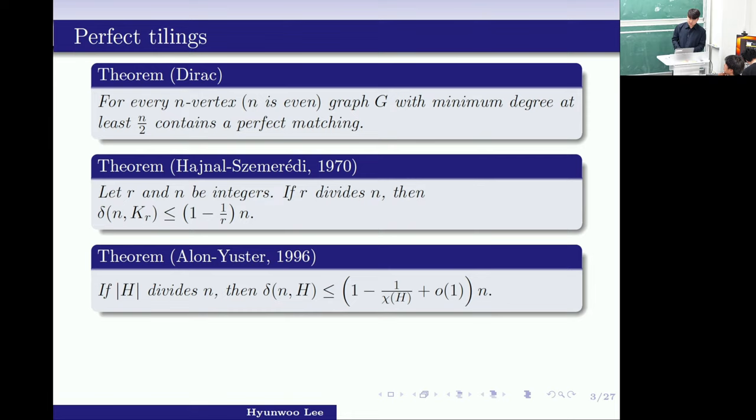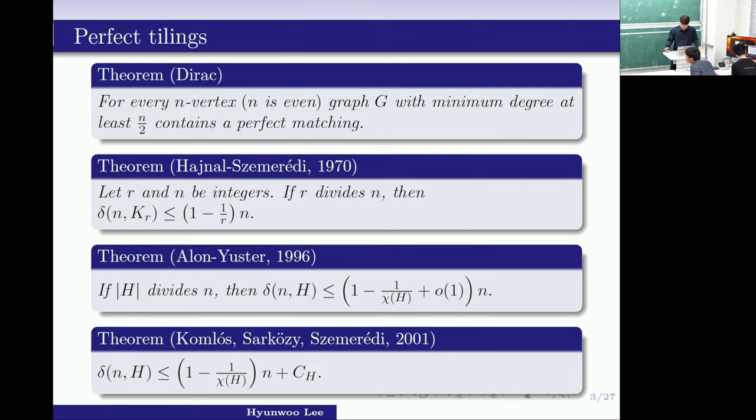Then Alon and Yuster further generalized the Hajnal-Szemerédi theorem to a general graph H. If the order of H divides n, then the minimum degree threshold is roughly bounded by (1 minus 1 over the chromatic number of H) times n. After Alon and Yuster, Komlós, Sárközy, and Szemerédi improved the Alon-Yuster theorem to replace the little o(n) term in their result with an additive constant depending only on the graph H.